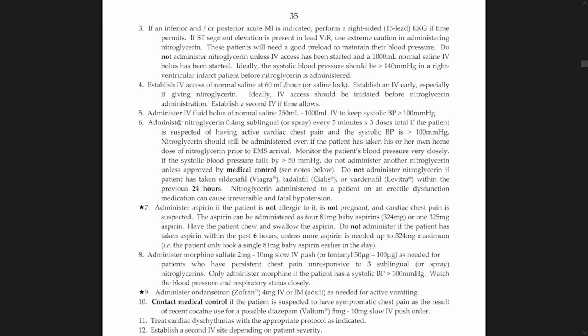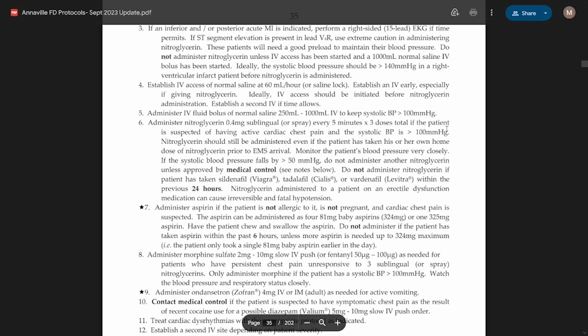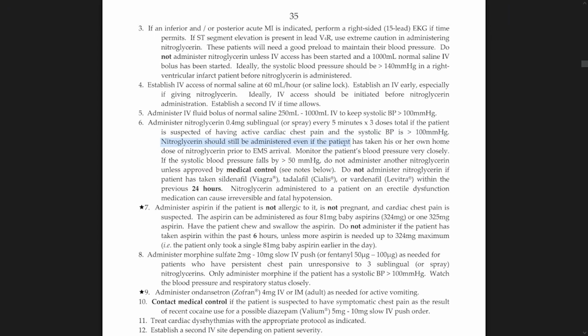For nitroglycerin, you're going to administer it at 0.4 milligrams sublingually or a spray every 5 minutes for up to 3 doses in total, which is going to end up being 1.2 milligrams in total, if the patient is having a suspected active cardiac chest pain event and the systolic blood pressure is greater than 100 millimeters of mercury. Nitroglycerin should still be administered even if the patient has taken his or her own. Monitor the patient's blood pressure very closely.